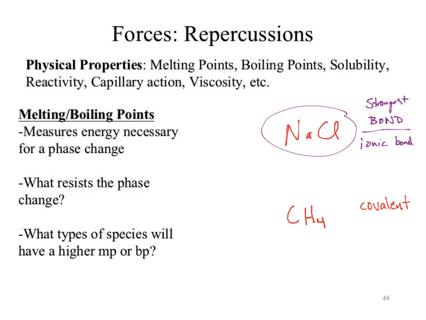What happens when I add water to both of these compounds? What happens to the bond between sodium and chloride when I add water? It breaks, it dissociates. What happens to the bond between carbon and hydrogen when I add water? Nothing. But I thought you said sodium chloride has a stronger bond.